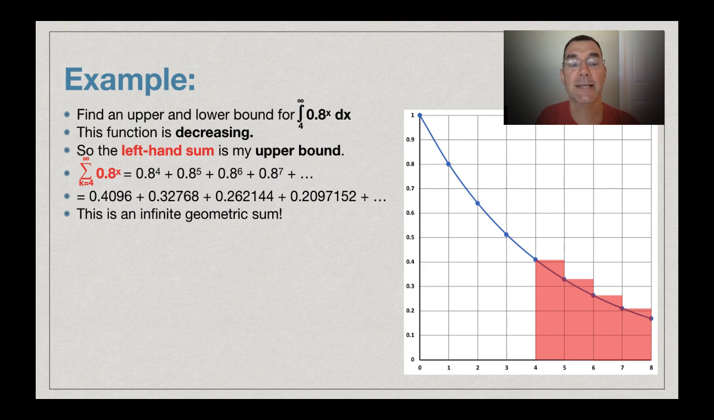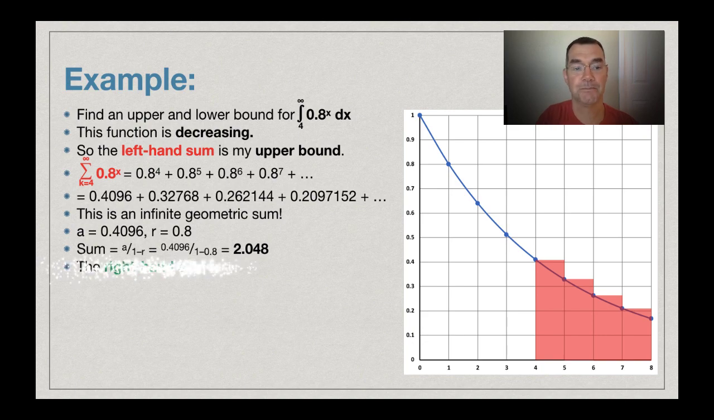But if I notice, even when I write it as 0.8 to different exponents, this is an infinite geometric sum. It's geometric because I keep multiplying by 0.8 over and over again to get from term to term, and it's infinite because it does go on forever. So I need to add all these up, and I can do that by using the formula for infinite geometric sums, which is a over 1 minus r, and that gives me 2.048. So that is the upper bound of the actual area.